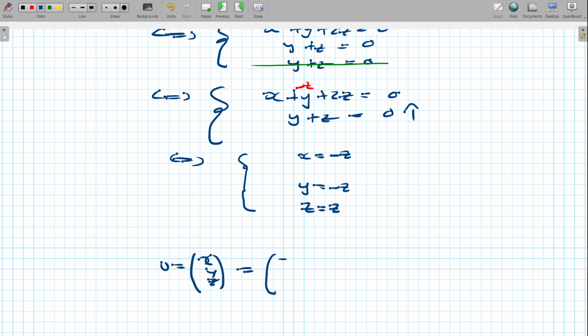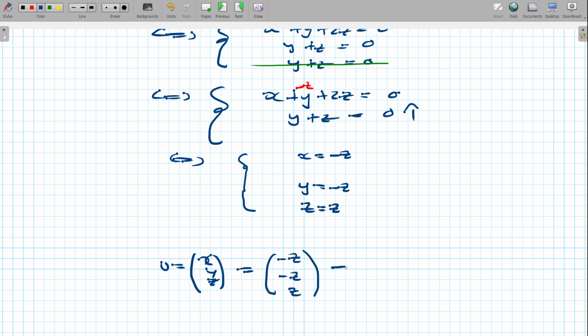So the x here is going to be minus z. Then the y here is going to be minus z. Okay, the y is going to be minus z. Then the z is going to remain z, like so. Okay, so this is what we have.